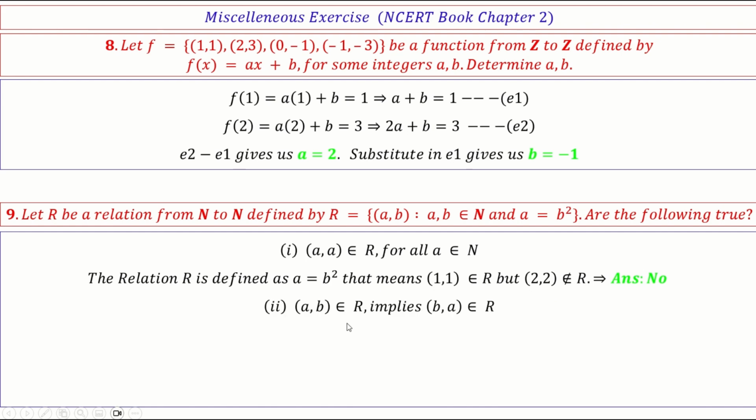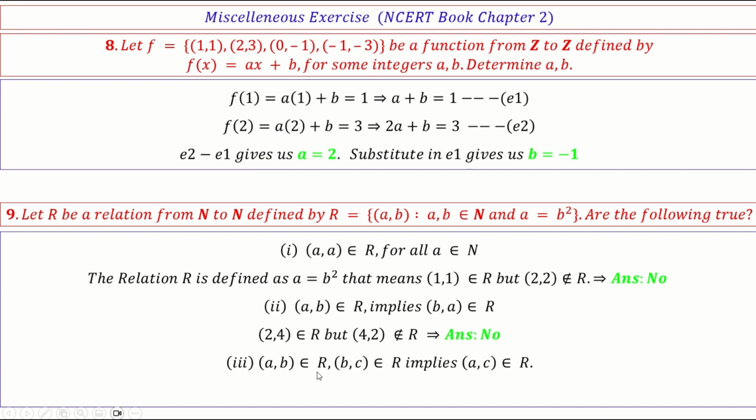A comma b belongs to R implies b comma a belongs to R. This is also not true because if 4 comma 2 belongs to R, 2 comma 4 does not belong to R. So answer is no. Okay. A comma b belongs to R, b comma c belongs to R implies a comma c belongs to R. Let's see, I can take the same example. 2 comma 4 belongs to R, 4 comma 16 belongs to R, but 2 comma 16 does not belong to R. So answer is no.